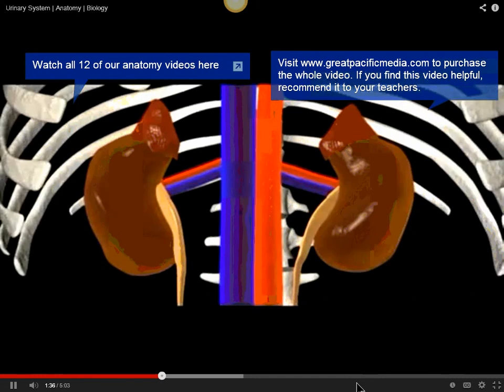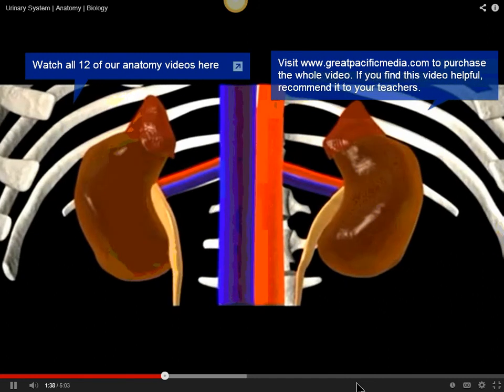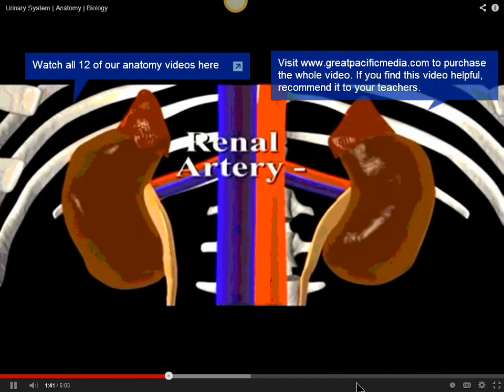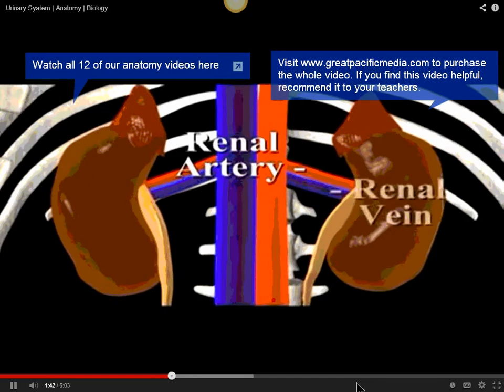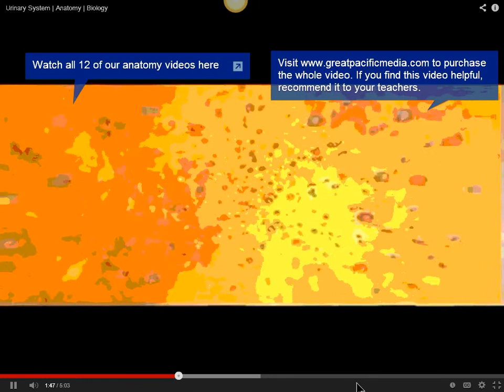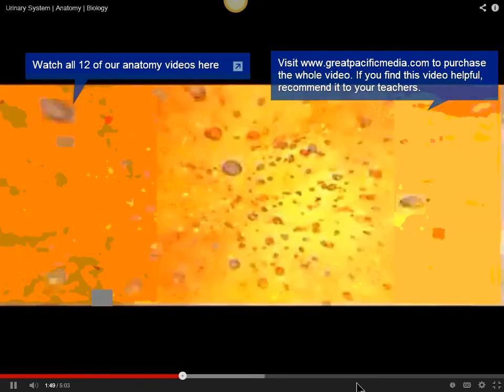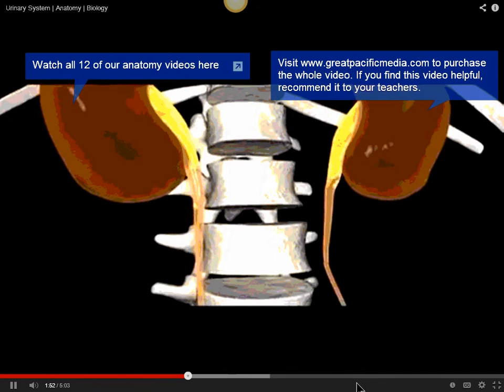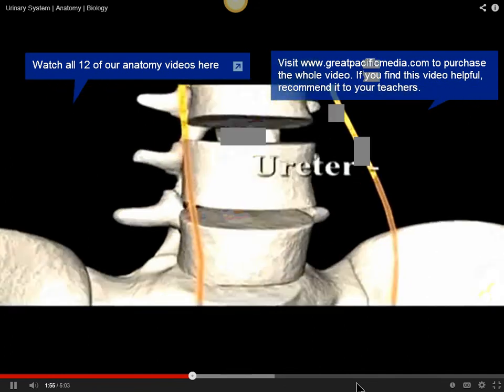Blood with various wastes enters each kidney through a renal artery, where it is filtered. The blood exits through the renal vein. Urine, which is a mixture of water, dissolved wastes, toxins, and some excess nutrients filtered out of the blood, leaves each kidney through a narrow muscular tube called the ureter.